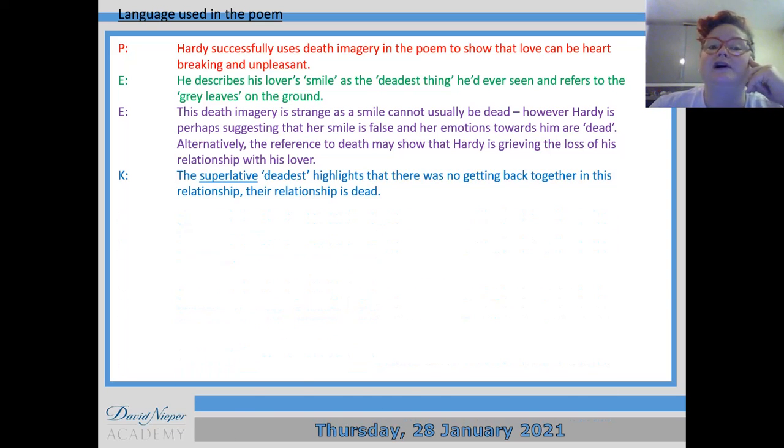The superlative, so that's not just dead, not deader, it's deadest, it's the most dead you can be, and that's a superlative. So the superlative deadest highlights that there is no getting back together in this relationship. This relationship is dead.